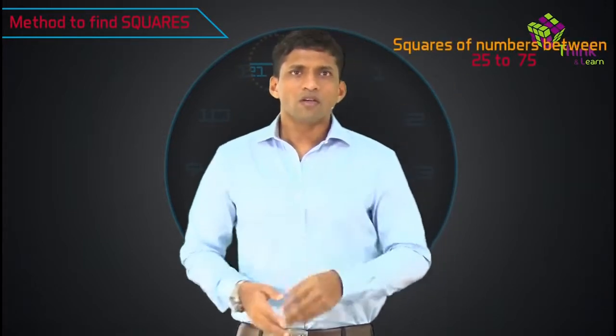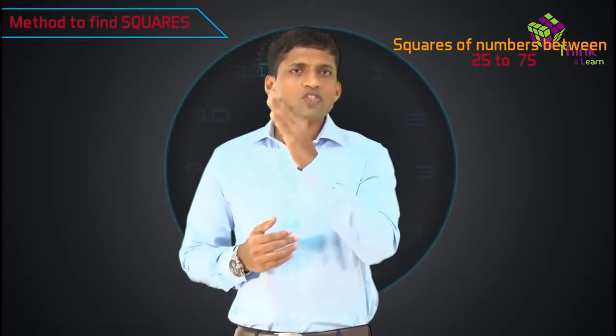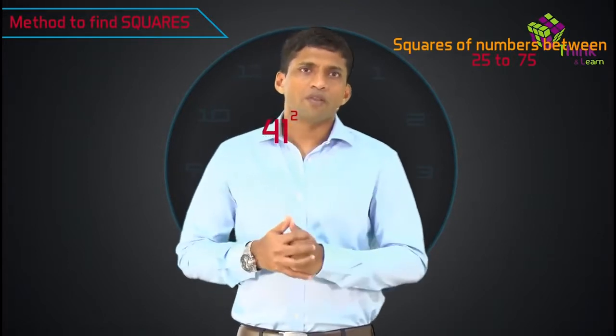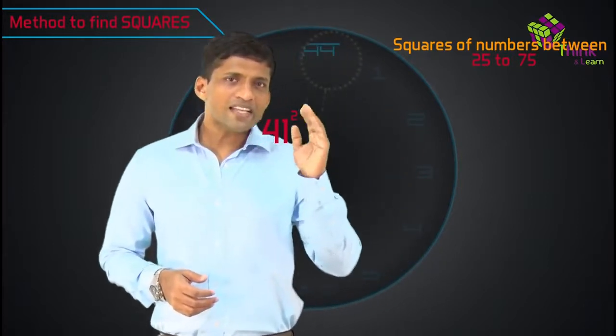So assuming that you know squares of numbers up to 25, how do we extend it from 25 to 75? Method is very simple. Listen carefully. To find squares of numbers between 25 and 75, let's take an example here. If you want to find out, let's say, 41 square, what are we supposed to do? So to find 41 square, the method is as easy as this.